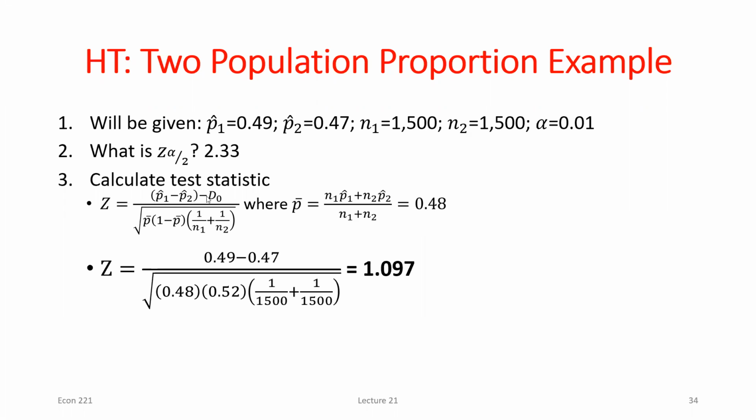My assumed true difference is 0, so that goes away. And then it's just a matter of making sure we can get this entered into our calculator. So we get a z value of 1.097.